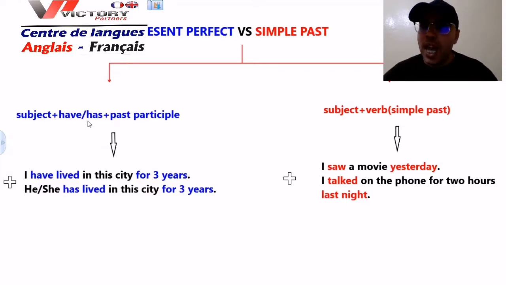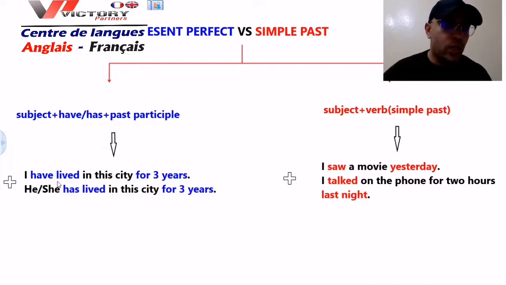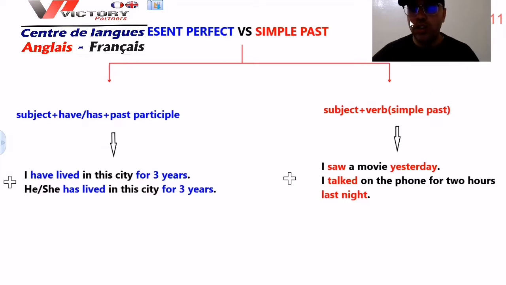So present perfect. This is the grammatical structure: subject plus have or has plus past participle. So this is an example. I have lived in this city for 3 years. Okay, as you can see here, we have have and the past participle of the verb live. He or she has lived in the city for 3 years. Okay, we have has plus the past participle of the verb.